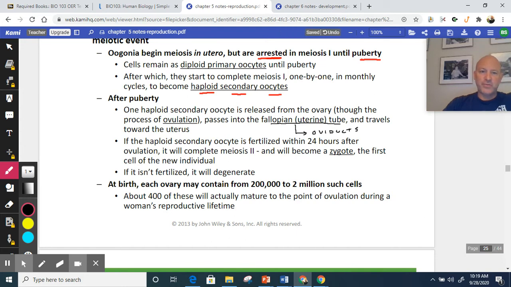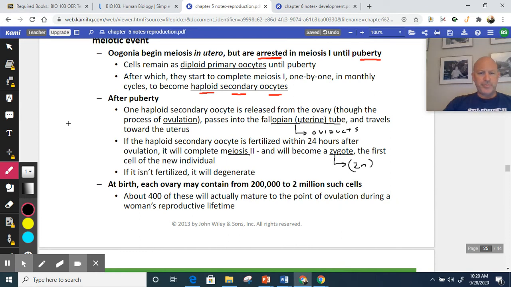And then that cell will travel slowly towards the uterus. If the haploid egg cell that is sitting in the fallopian tube is fertilized by a sperm cell, then it will finish the process of meiosis too, and then it will become a zygote. So it's at that process of fertilization that the last division of meiosis happens, and then it discards that last polar body. The pronucleus from the sperm cell and the pronucleus from the egg cell will then combine to form a diploid zygote. Remember, zygotes are diploid because we have half the genetic material from the sperm cell combining with half the genetic material from the egg cell.